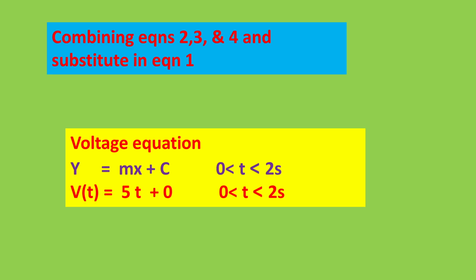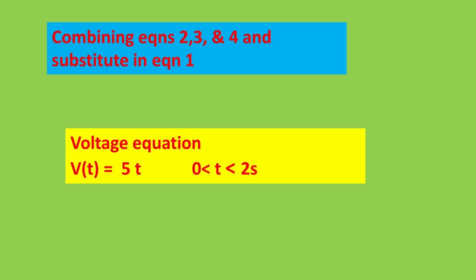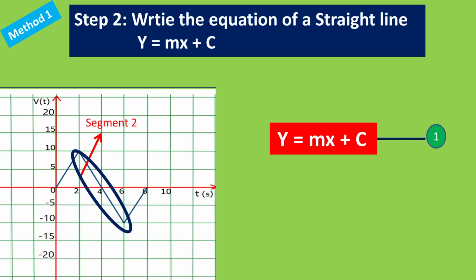So we have calculated m as 5, and x we already know is t, and y is v of t, and the c value we calculated as 0. So now v of t is equal to 5t for the time period 0 to 2 seconds. Now we move on to the second segment.